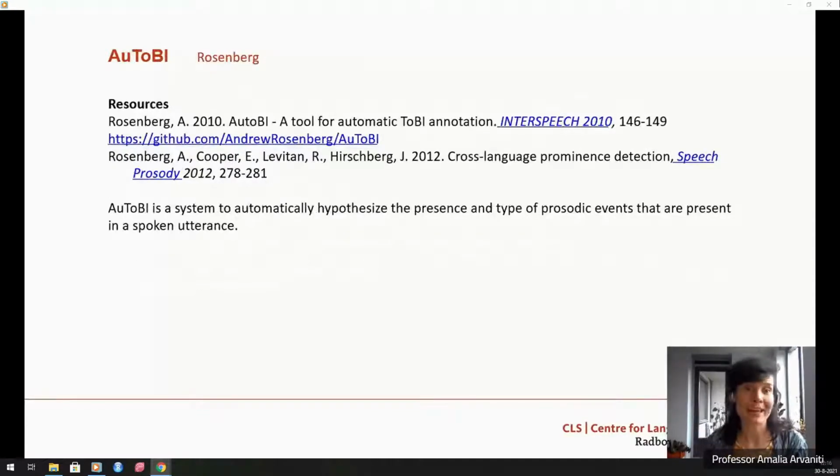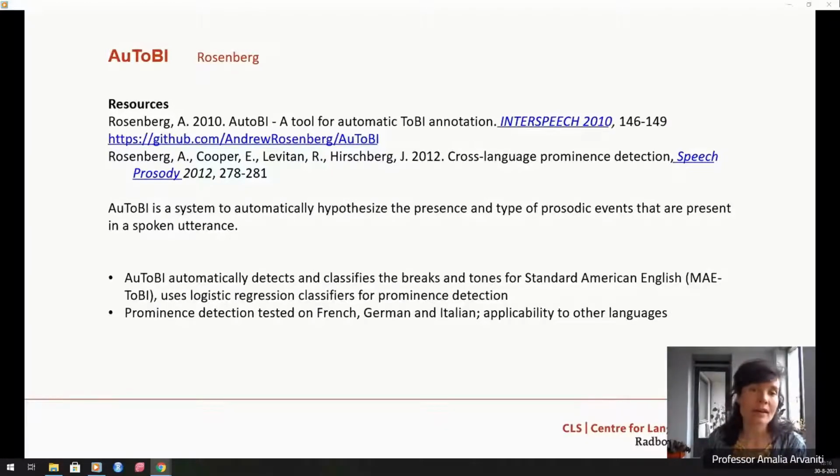So the first tool we're looking at is AutoBI, which was developed by Andrew Rosenberg and presented at Interspeech back in 2010. It's a system to automatically hypothesize the presence and type of prosodic events in a spoken utterance. It automatically detects and classifies the breaks and tones within standard American English data. This means that it uses phonetic cues to find pitch accents and boundary tones and is trained on data so that it can hypothesize the labels, so the pitch accent label or the boundary tone label that are associated with these particular events.